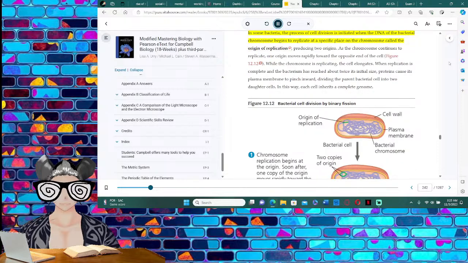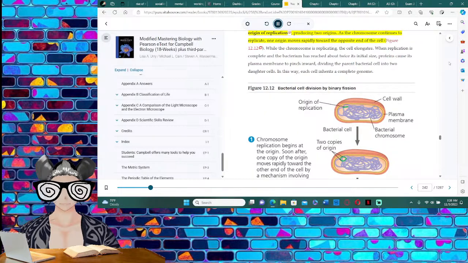In some bacteria, the process of cell division is initiated when the DNA of the bacterial chromosome begins to replicate at a specific place on the chromosome called the origin of replication, producing two origins. As the chromosome continues to replicate, one origin moves rapidly toward the opposite end of the cell.